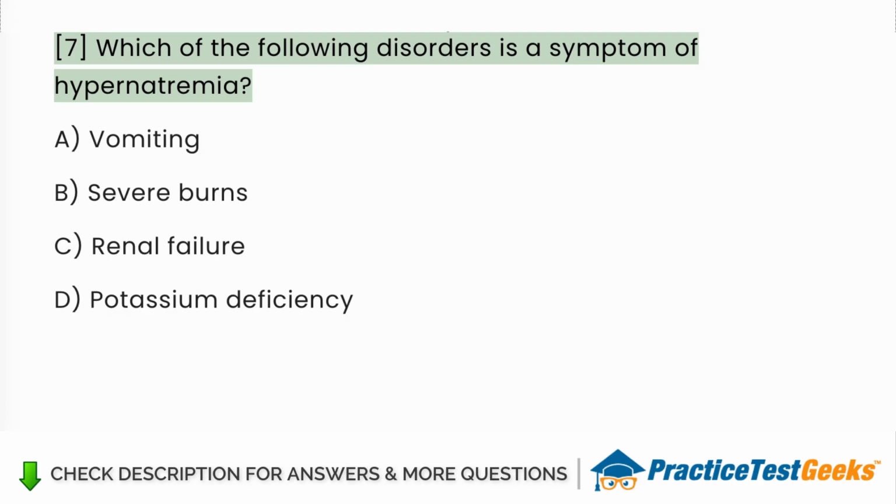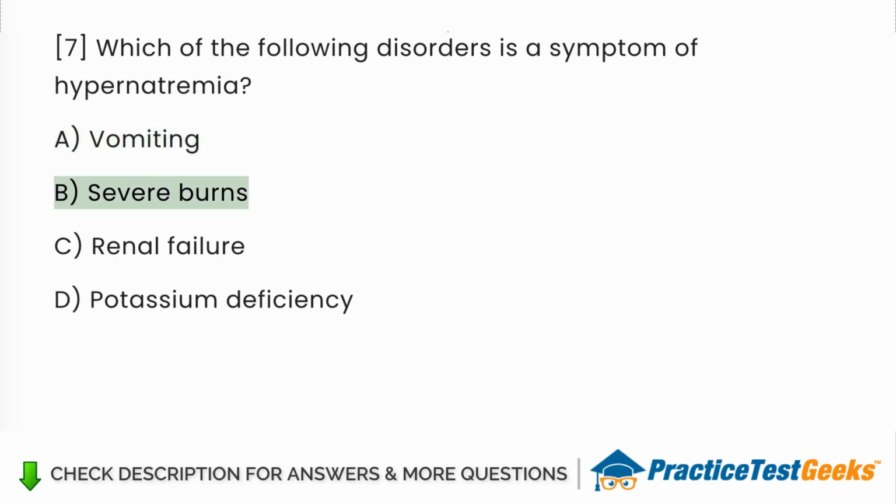Which of the following disorders is a symptom of hypernatremia? A. Vomiting. B. Severe burns. C. Renal failure. D. Potassium deficiency.